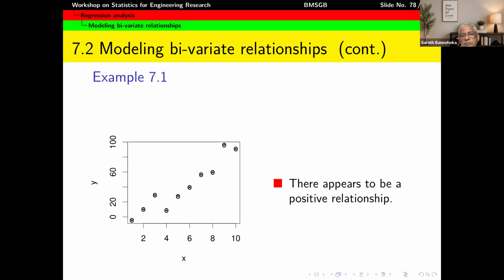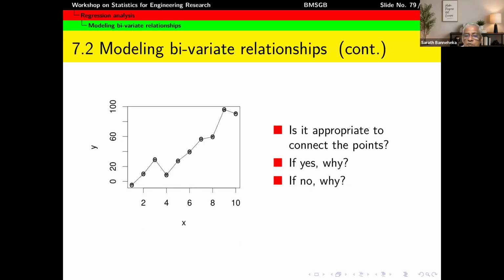So let's look at an example. I have taken this data from a research paper. I'm just naming the variables X and Y. If you look at this, one might think there appears to be a positive relationship between Y and X. You might even consider it a linear, straight line relationship in this case. Therefore, you might consider a straight line model.